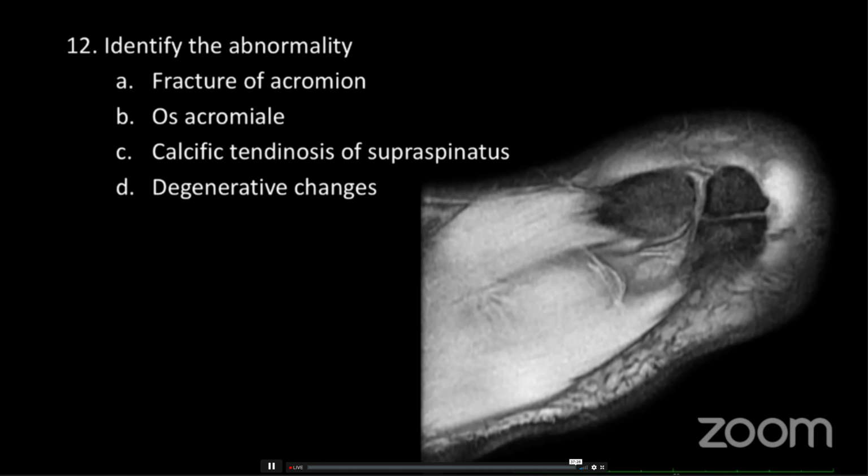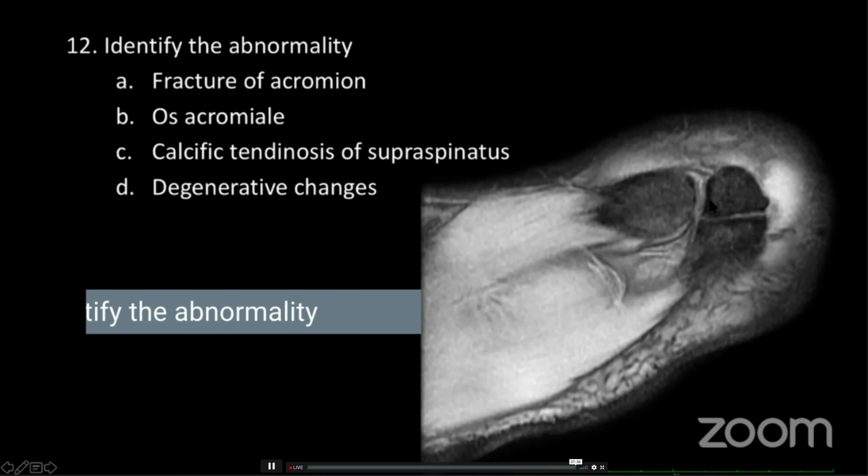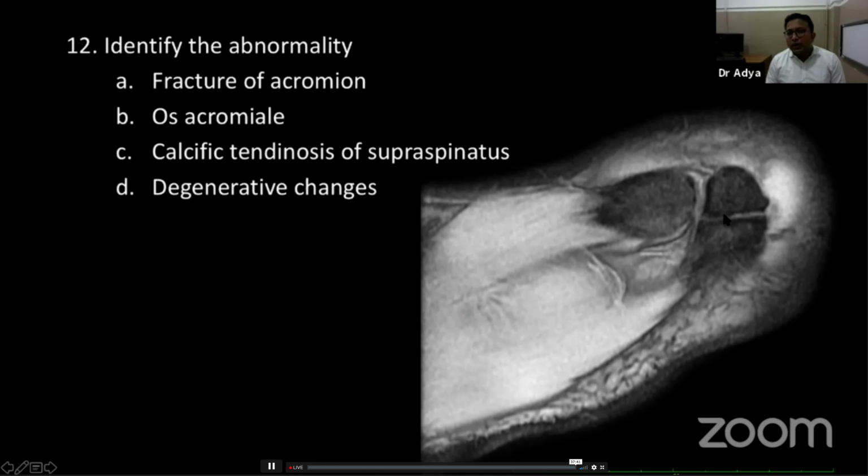So 100% of the attendees have answered B. Remarkable. So the answer is correct, os acromiale. This is an accessory ossification center of the acromion process, which is unfused with the rest of the acromion. So this may mimic a fracture of acromion or a calcific tendinosis or a large osteophyte, but this hypointense cortical outline and relatively very well-defined interface with the rest of the acromion will help us diagnose this as os acromiale.